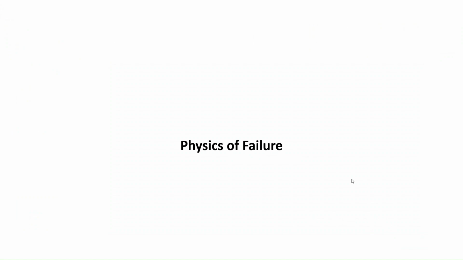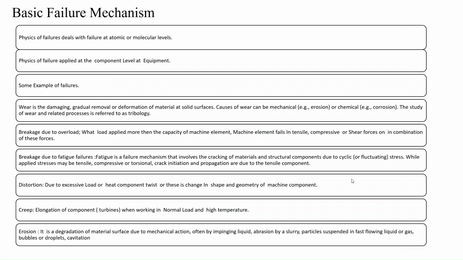Basic failure mechanism. Physics of failure deals with failure at atomic or molecular levels. Physics of failure is applied at the component level of equipment. Some examples of failures: Wear is the damaging, gradual removal or deformation of material at solid surfaces. Causes of wear can be mechanical, e.g., erosion, or chemical, e.g., corrosion. The study of wear and related processes is referred to as tribology.